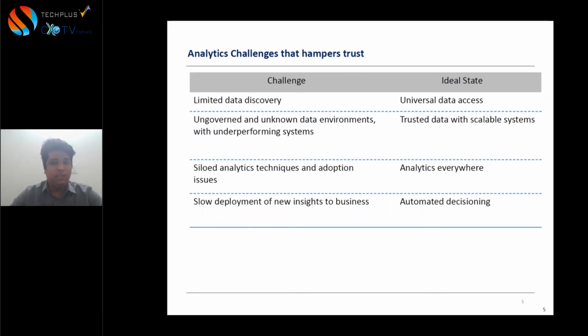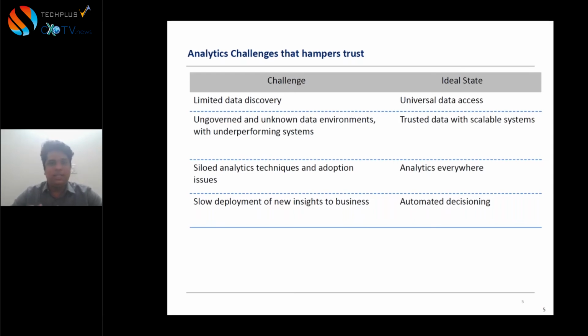And then the last one is slow deployment of the new insights to business. Though there are a lot of new insights that come up, they are not being adopted by the business users. Again, the only answer to this is to have systems that can do automated decisioning, and a lot of decisioning should be passed on in a self-serve mode or in an autonomous way, instead of people trying to communicate that there's an insight and then someone manually changing something in the system.